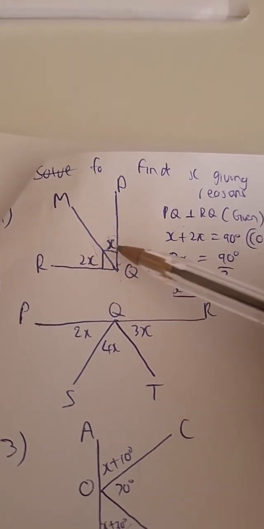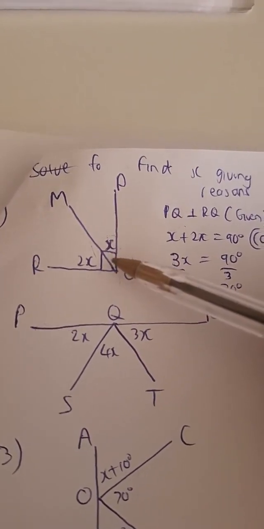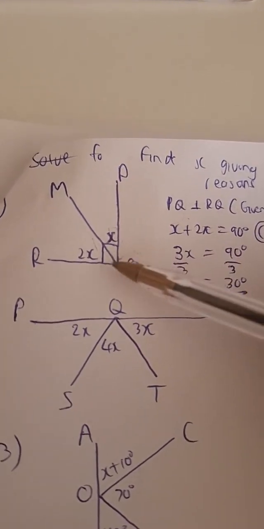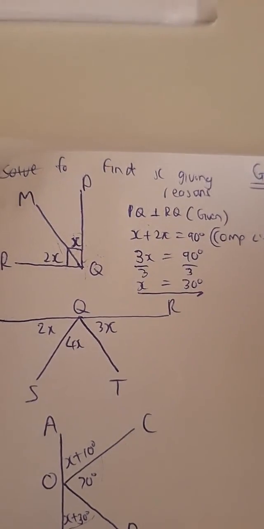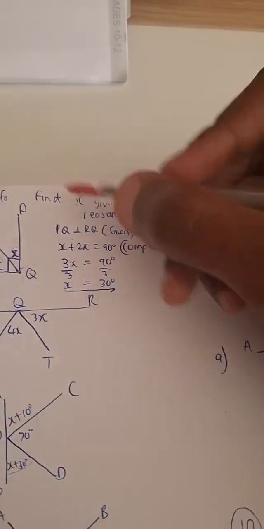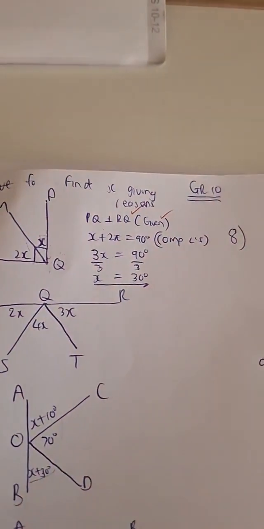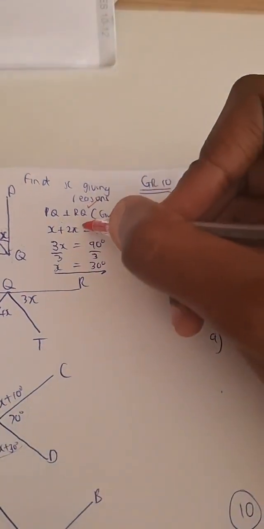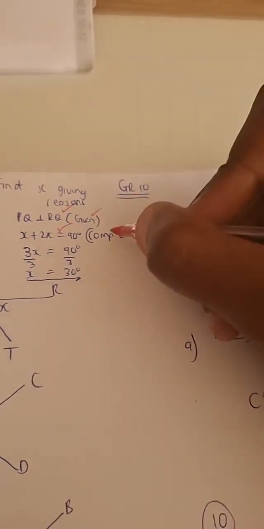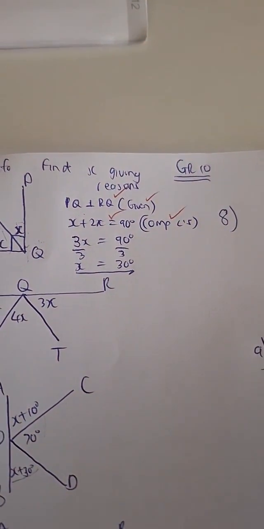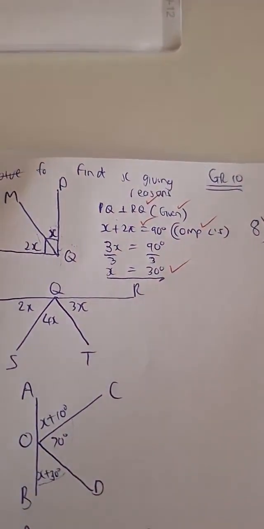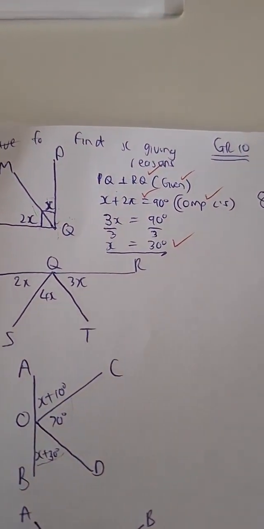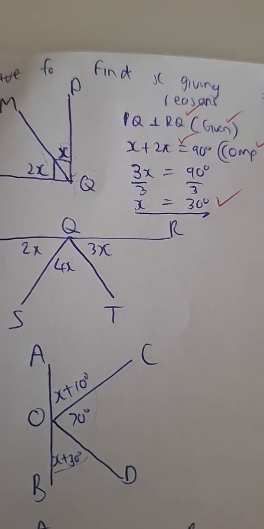These two angles together add up to 90. How do I know that? It's because this line PQ is perpendicular to RQ. All right, so this is very key. PQ is perpendicular to RQ. That's given to me. x plus 2x is equal to 90 degrees. My reason is complementary angles. And then obviously my simplification, solving for x and getting x is equal to 30 degrees.